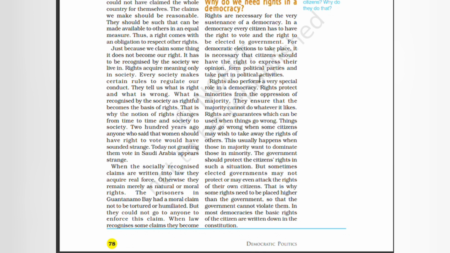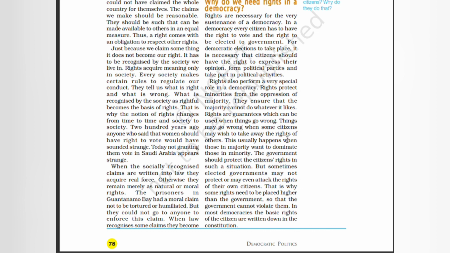Rights also perform a very special role in a democracy. Rights protect minorities from the oppressions of the majority. They ensure that the majority cannot do whatever it likes. Rights are guarantees which can be used when things go wrong. This may happen when some citizens wish to take away the rights of others.